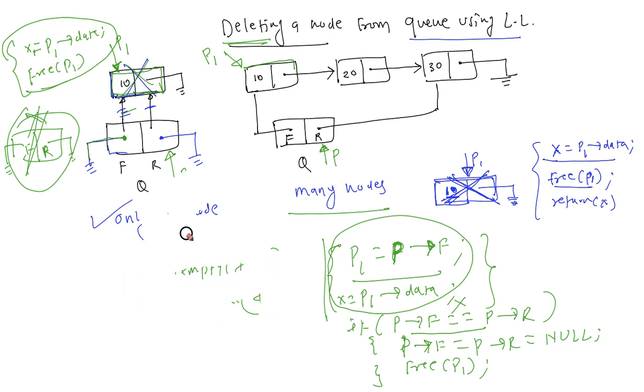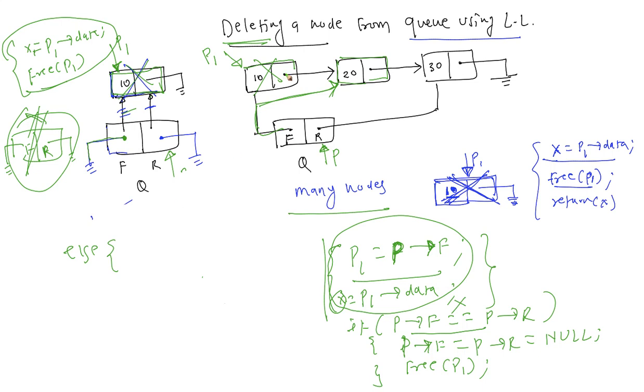If this condition fails, let me show you what I'm going to do in the else part. This is going to be my next node, that means the first node in the queue, because I'm going to delete the current one. So this F pointer which was pointing here will point here, and then I'll say free P1, and then of course return X, because I have stored the data of the deleted node in X. I should do that also.